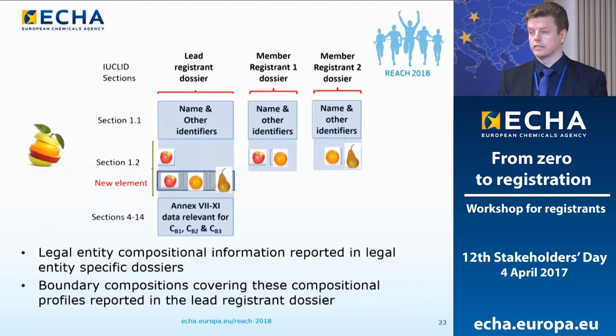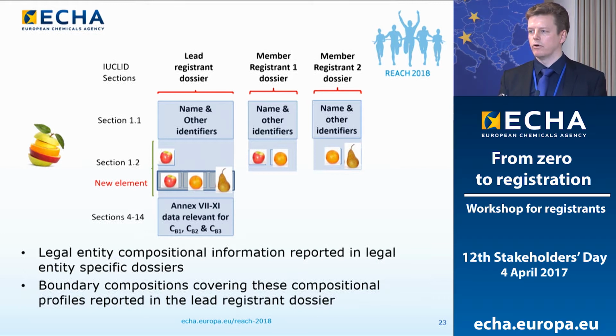And this final slide explains how the reporting would go. So you have a single substance, a registration with a lead and two members. In section 1.1, they would identify in the same way, so they would share the same name and numerical identifiers. But in section 1.2, they would report their specific composition. And in this case, you would see somebody reports apple, somebody reports apple and orange, and somebody reports orange and pear, but the registration is for apple, orange and pear because the hazard data fits to that identity, that scope.